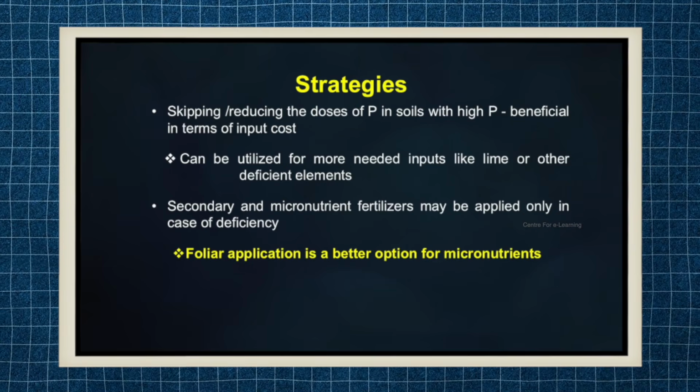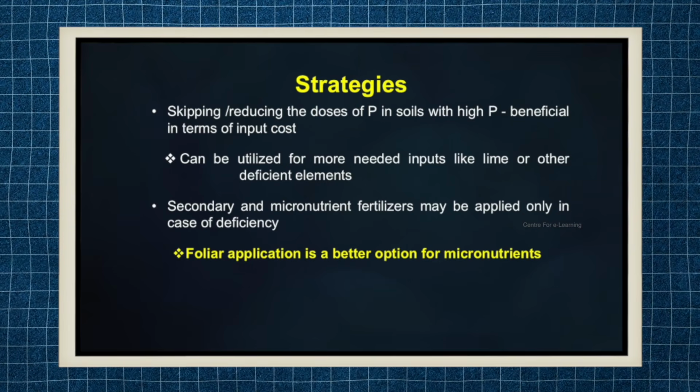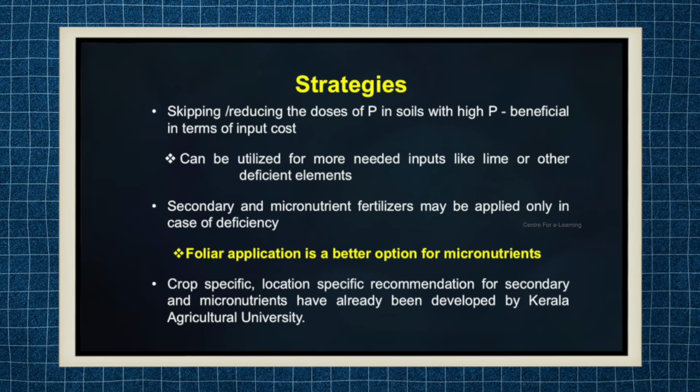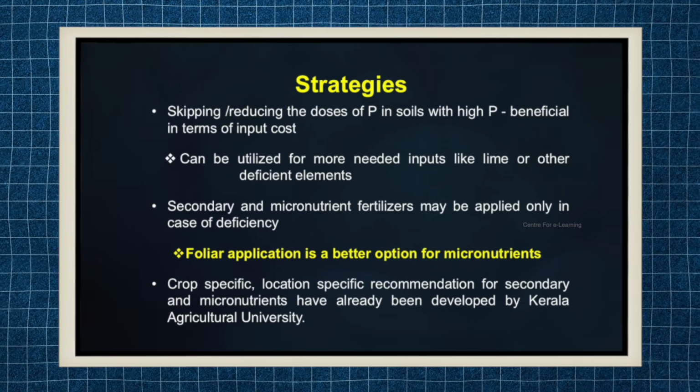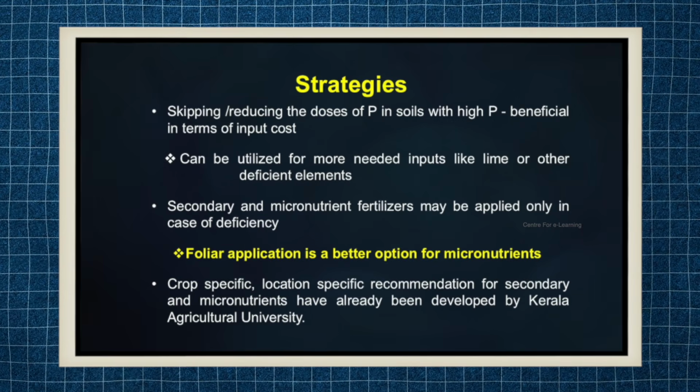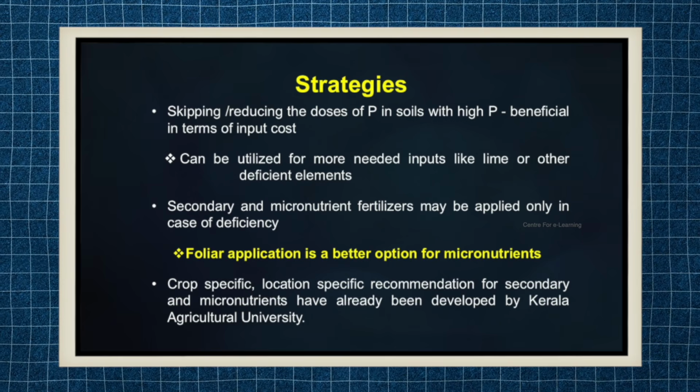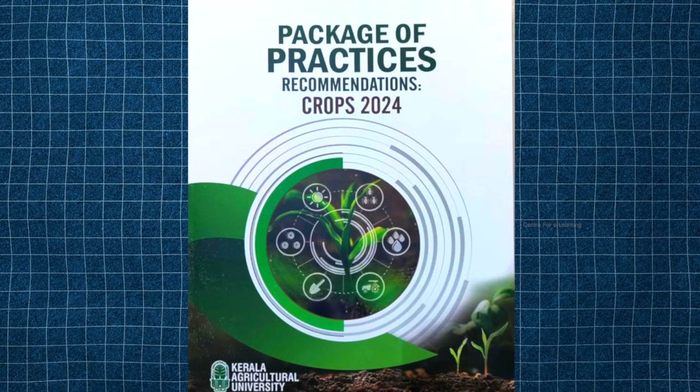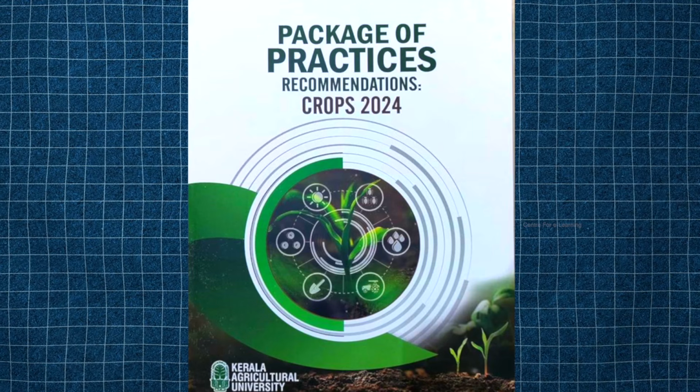Then micronutrients, better to go for foliar application, and crop-specific, location-specific recommendations for secondary and micronutrients are already there in the package of practices. The only thing is, make soil testing a mandatory thing, and after that you can go for application as and when it is required. Now, of course, in the package you can see the recommendations by Kerala Agriculture University. For the time being, I am not going into that.